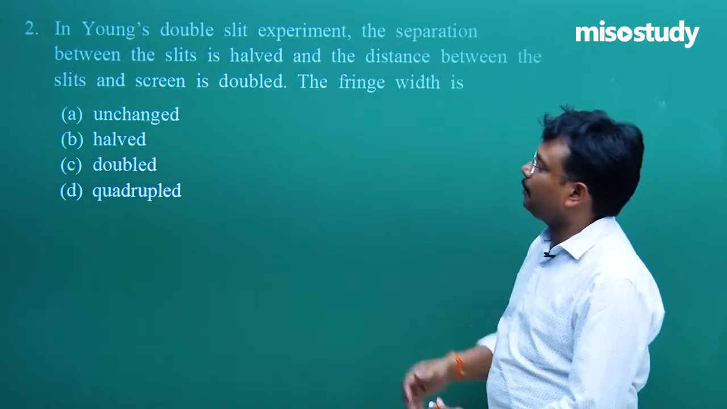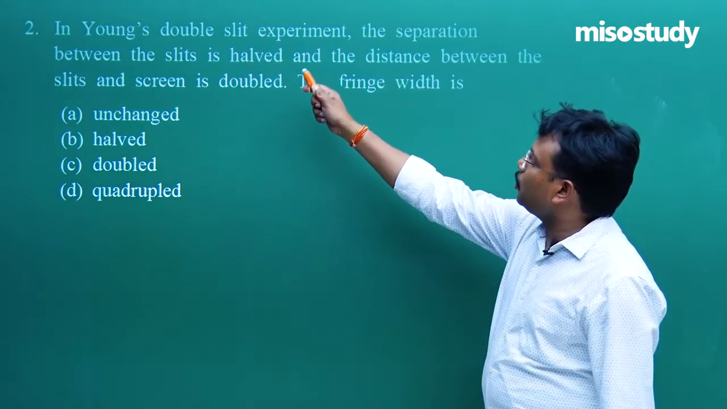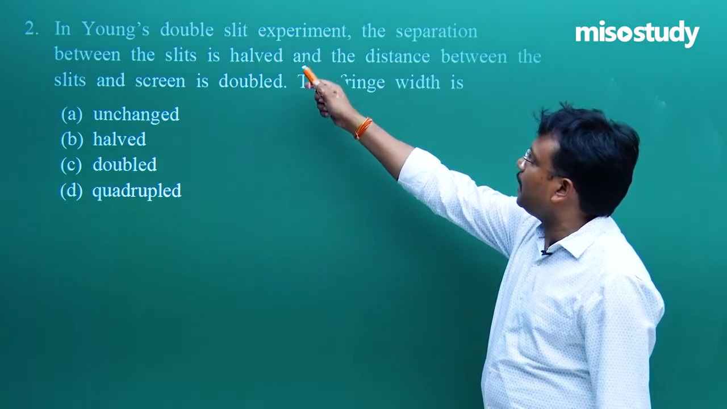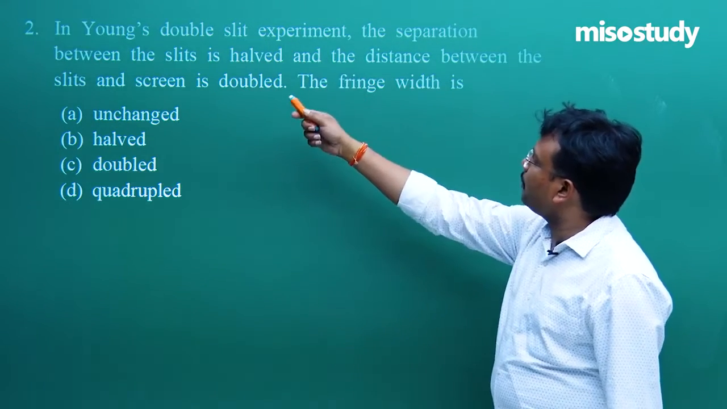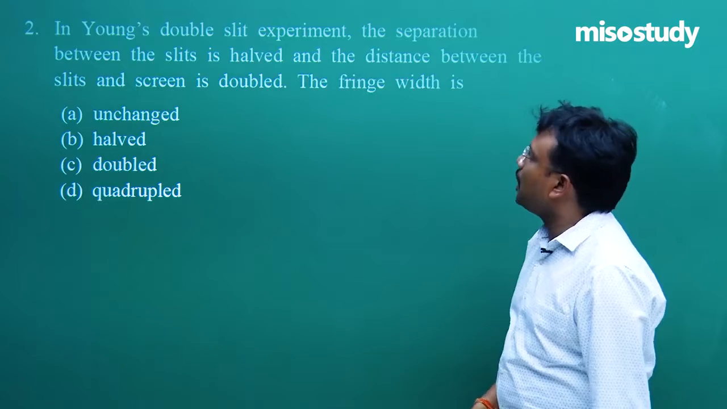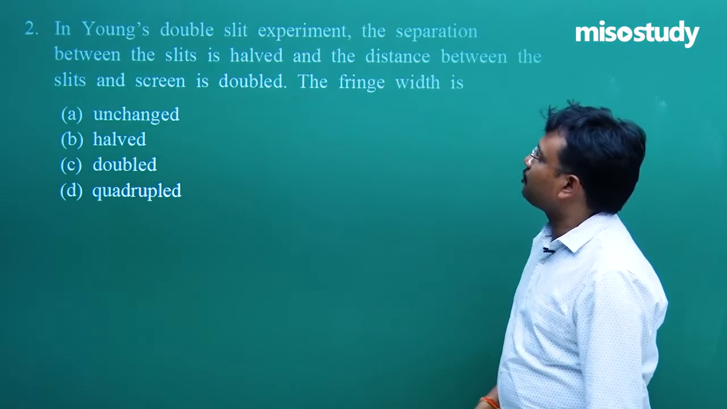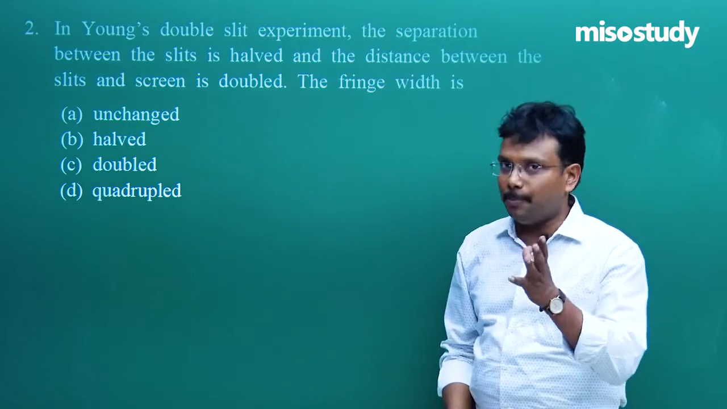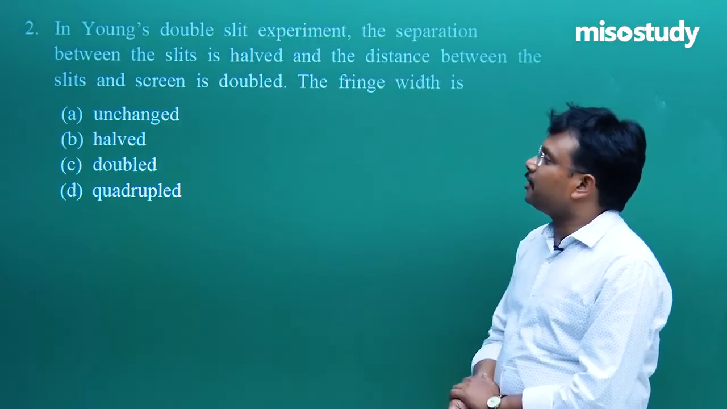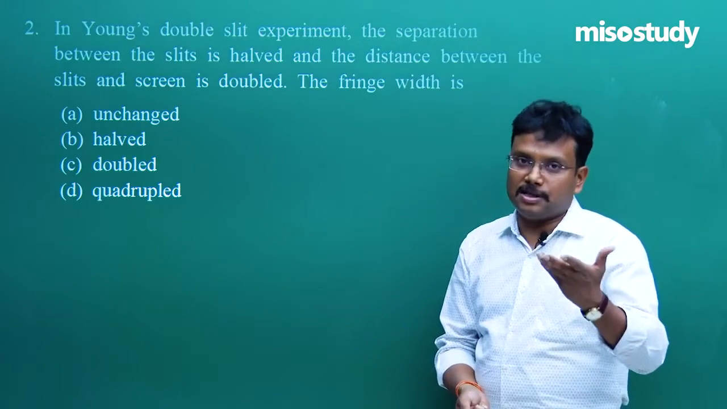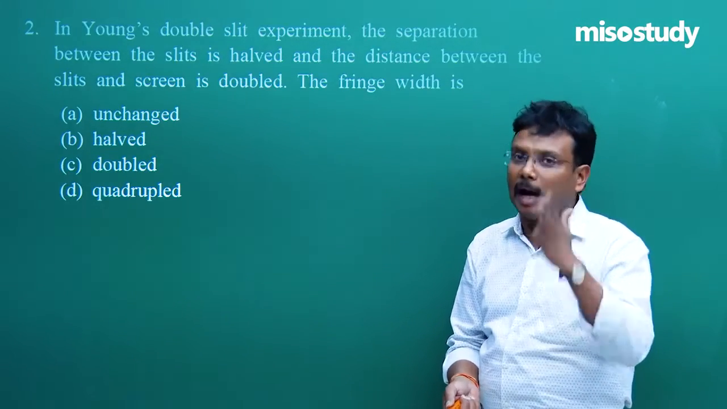What exactly is the problem? In Young's double slit experiment, YDSE, the separation between the slits is halved and the distance between the slits and screen is doubled. By how much is the fringe width changed? What will happen if we do that?